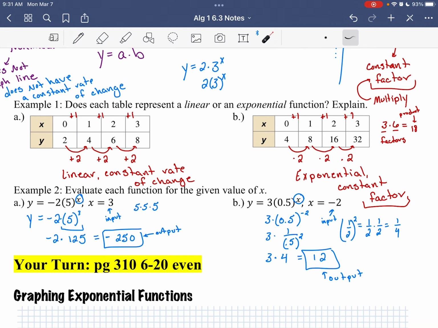Now I want you to go ahead and do these problems on page 310, 6 through 20 even.